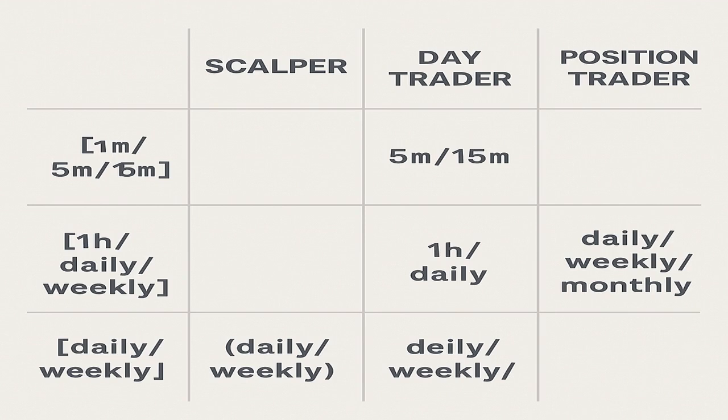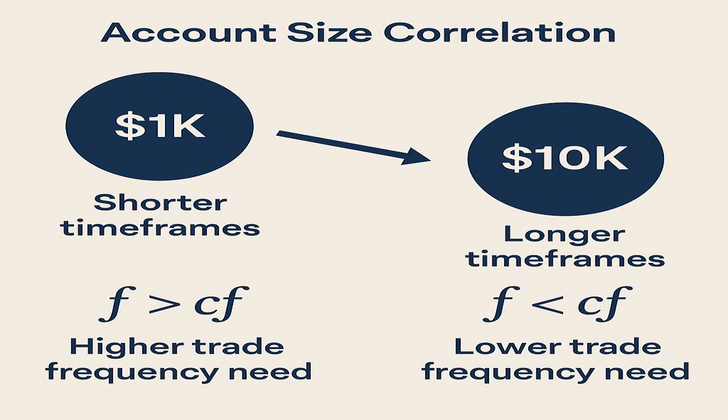Your primary time frame depends entirely on your trading style and available time. If you're a scalper making 20+ trades per day, your primary time frame is 5 minutes, secondary is 15 minutes, and confirmation is 1 minute. If you're a day trader making 3 to 5 trades per day, primary is 15 minutes, secondary is 1 hour, confirmation is 5 minutes. If you're a swing trader holding for days or weeks, primary is daily, secondary is weekly, confirmation is 4 hour. Position traders use weekly primary, monthly secondary, and daily confirmation.